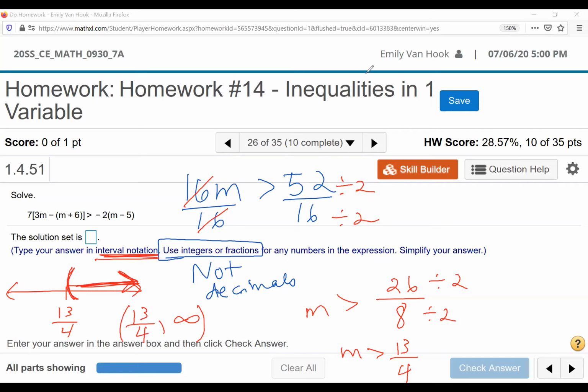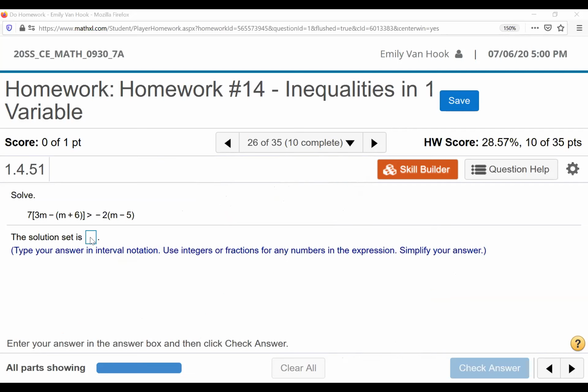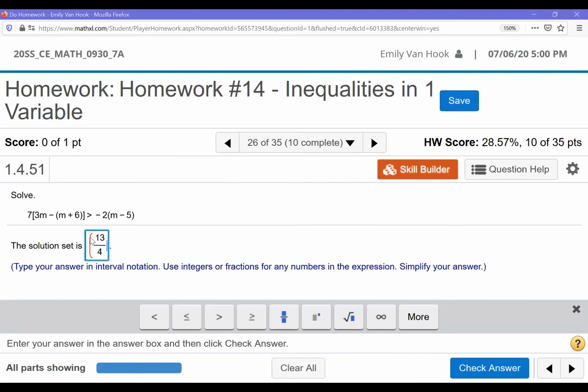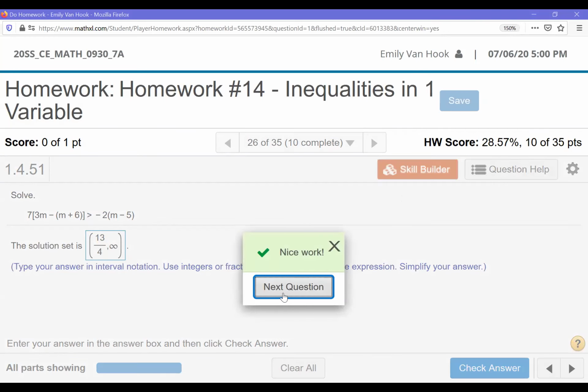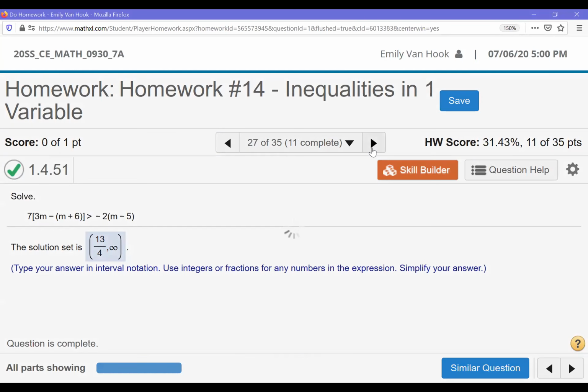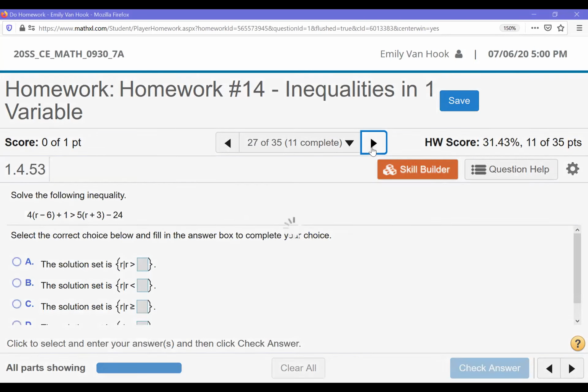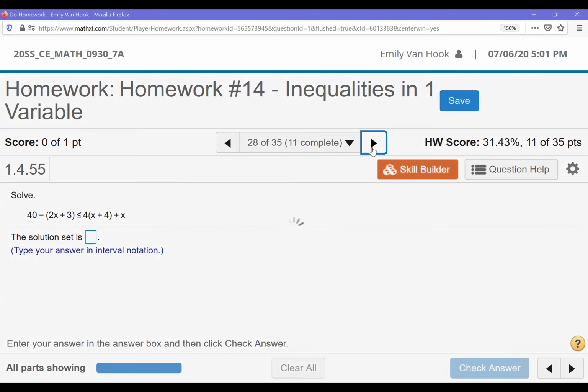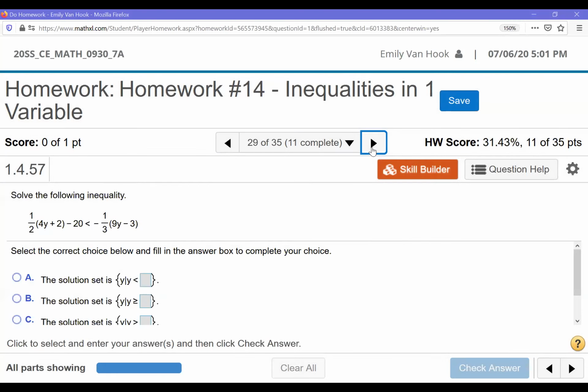So let's type that answer. So parentheses, 13/4, comma, infinity, close parentheses. All right, good. So as you can see, by working on these inequalities, you're getting better at your solving equation skills anyway. So this is kind of a good lesson that our unit ends on because it's reviewing a lot of different things that we've covered, combining like terms, distributing, solving equations, all that.